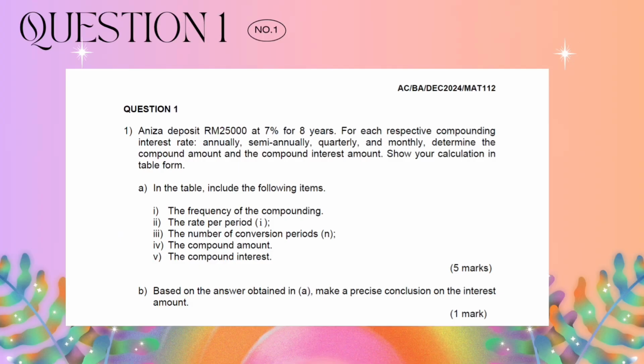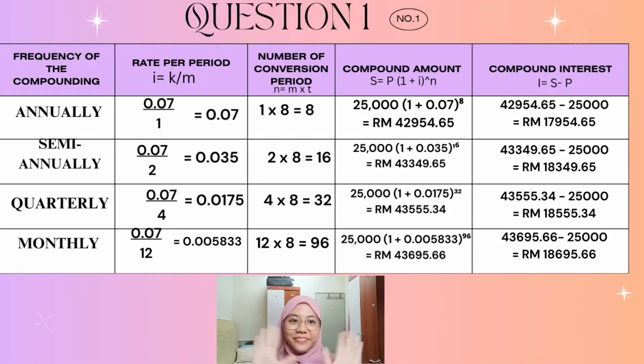So, Dalea is going to explain question 1, number 1. Hello everyone, Dalea is back. So now that we are done with the introduction of compound interest and annuity, we will proceed to the answer of question number 1. So the first frequency in the table is annually. To get rate per period, we will use the formula I equals K divided by M. So 0.07 divided by 1 equals 0.07. Number of conversion periods is N equals M times T. So 1 times 8 equals 8.